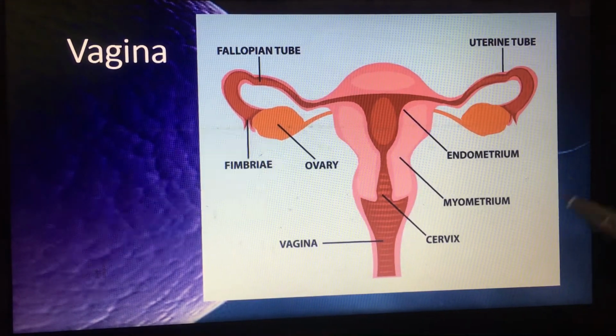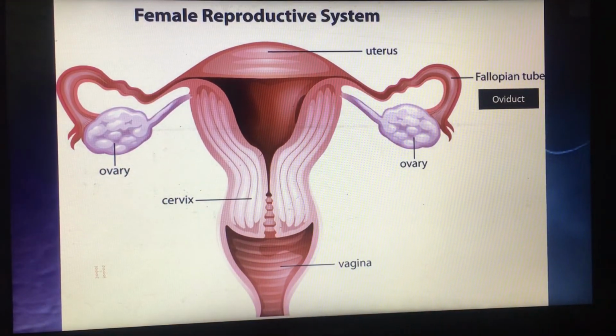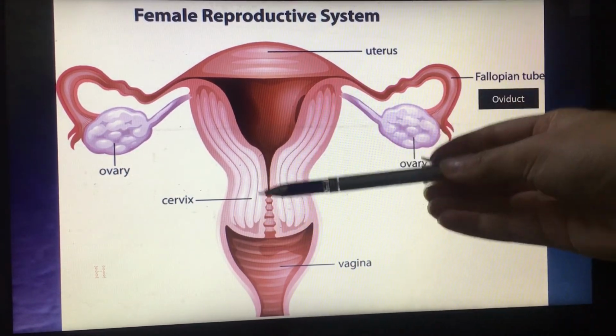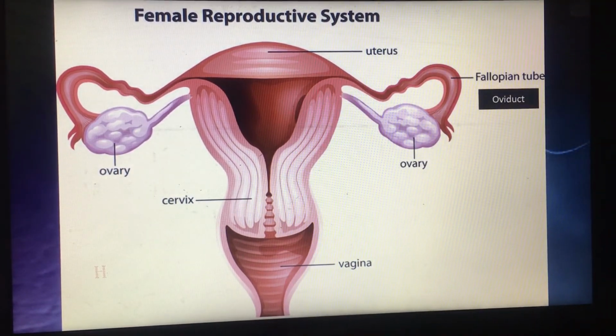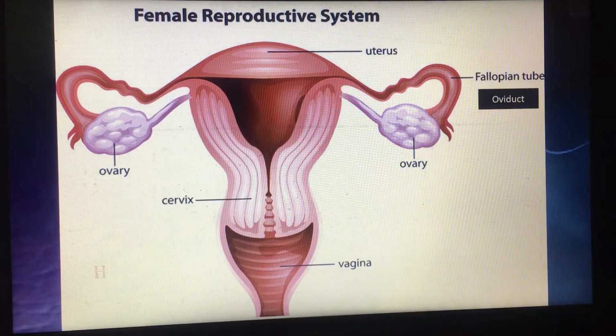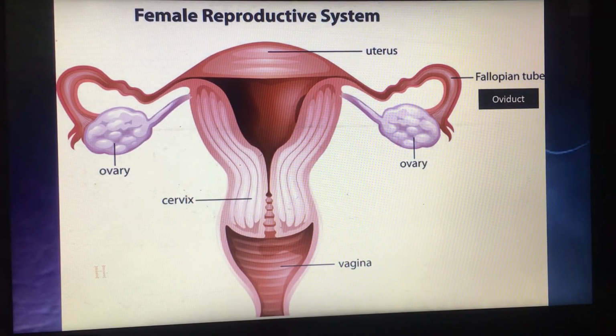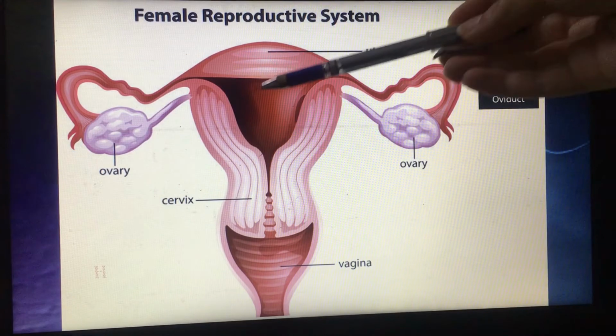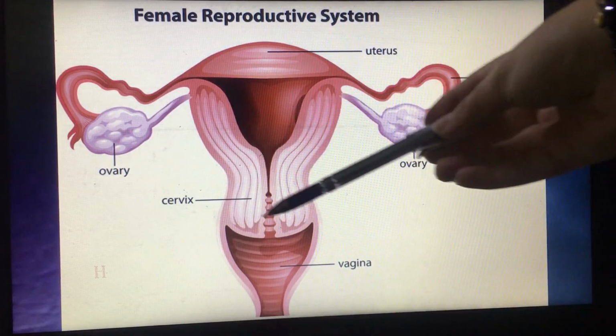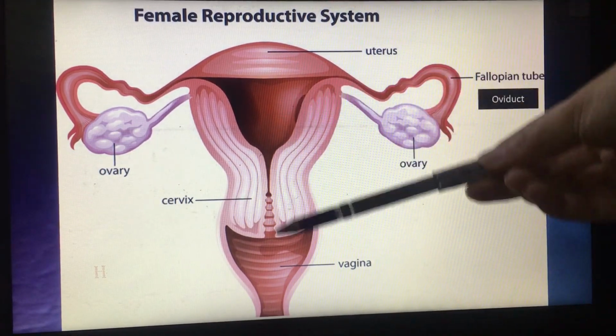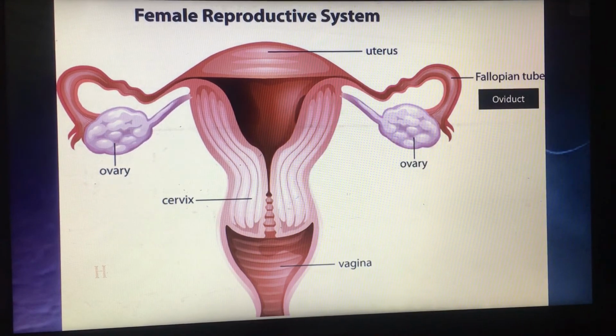Okay, the last part is the cervix. Actually, at the cervix we have a narrow opening. So the cervix is the narrow opening of the uterus into the vagina. So the narrow opening which connects the uterus and the vagina is called the cervix.